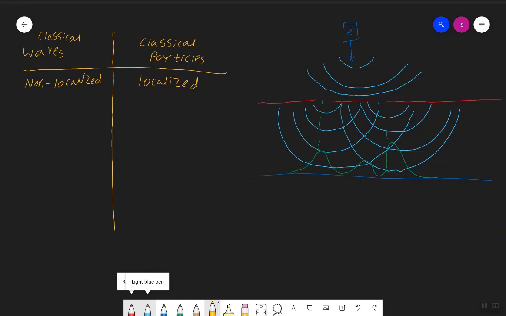Okay. Now, classical waves exhibit interference and diffraction. Classical particles do not experience interference or diffraction.